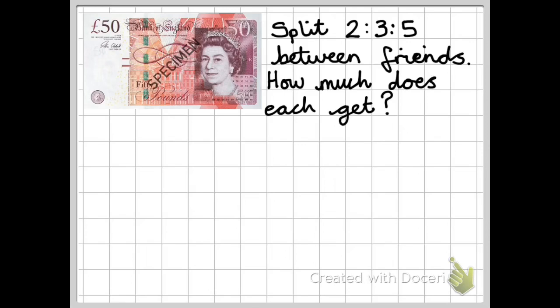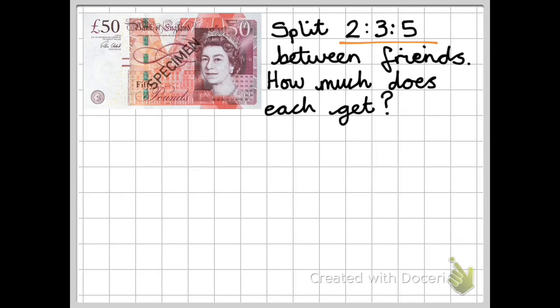Okay, moving on to a slightly harder question. And here it is: £50 is split by the ratio 2:3:5 between friends. How much does each friend get? What you'll notice first of all is that my ratio actually has 3 numbers, 2:3:5, and that is totally fine. Don't be scared if you see a ratio and it has more than 2 numbers. That quite often happens, especially in more difficult questions.